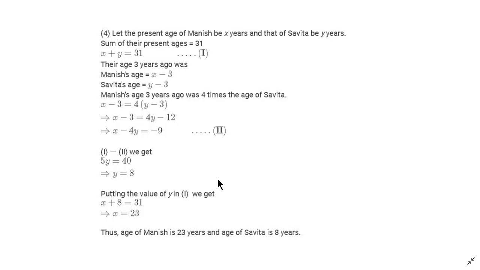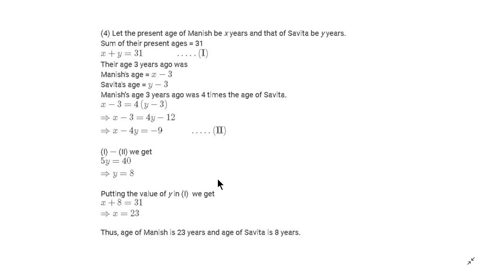Question number 4. Sum of the present ages of Manish and Savita is 31. Manish's age 3 years ago was 4 times the age of Savita. Find their present ages. This one is quite a typical example of the application of simultaneous equations. Let's start by assuming their ages at present. Let the present age of Manish be X and that of Savita be Y.